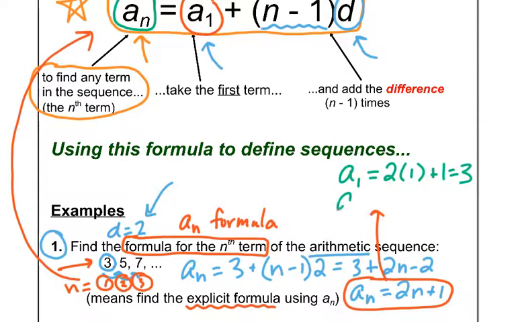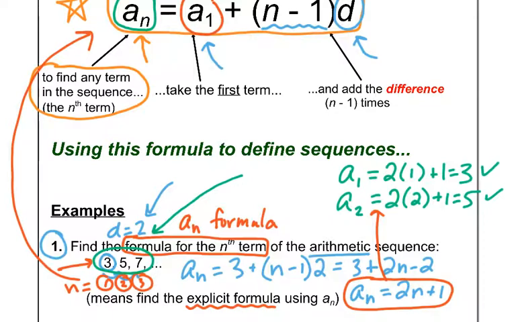What would a sub 2, what would the second term in the sequence be? Using our formula that we found, it'd be 2 times n, here subscript is 2, plus 1. That's 4 plus 1 is 5. And do you see that we're getting the same values out that's actually over here in our sequence? So right now we were just proving that's right. You don't have to do that, but it's kind of neat to see that our answer really does work. So there is the formula for the nth term.